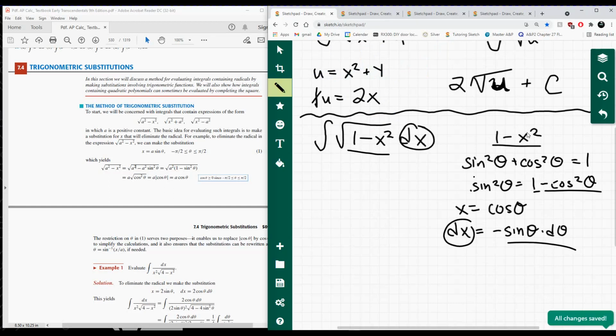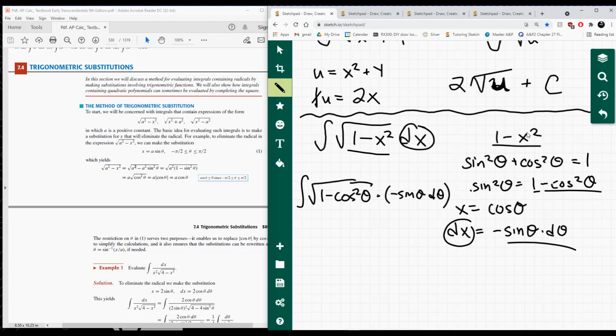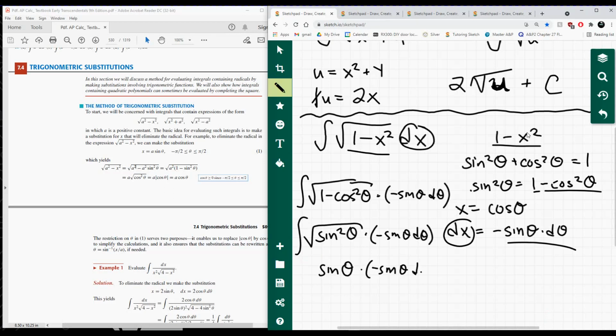Now the square root of 1 minus x squared, because x is equal to cosine theta, becomes the radical of 1 minus cosine squared theta, times dx, which is replaced with negative sine theta d theta. As a result, the 1 minus cosine squared theta becomes sine squared theta under the radical, with a negative sine theta d theta on the outside. And we see that the radical of sine squared theta becomes sine theta, times negative sine theta d theta, which we have to take the integral of, and we get negative sine squared theta d theta. That is what we need to solve.